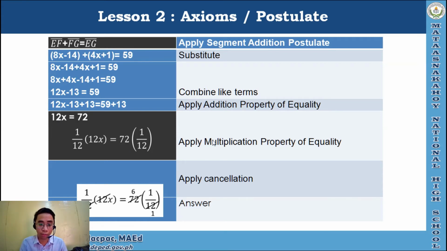And then we will apply the multiplication property of equality to eliminate 12 from x. So we will multiply the reciprocal of 12, which is 1 over 12. So 1 over 12 times 12 equals 1. And then 72 times 1 divided by 12 is 6. So we'll apply the cancellation, and then our answer will be x is equal to 6.